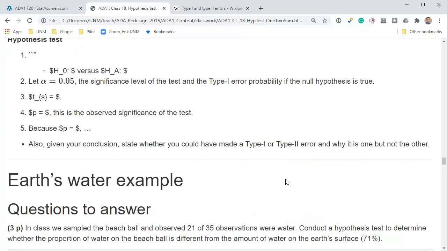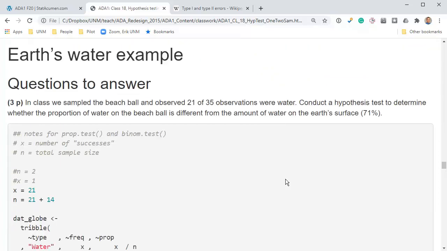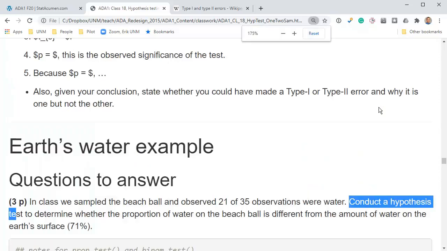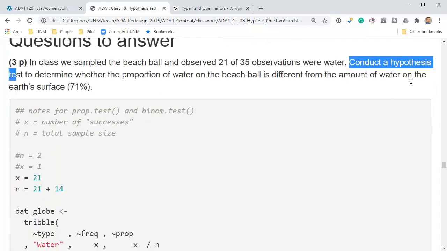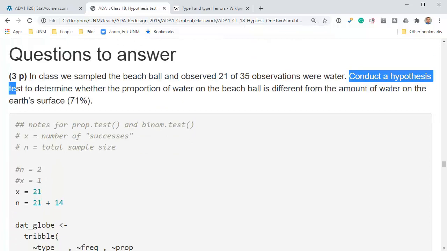All right, next example, the Earth's water example. So we're basically going to do a hypothesis test. And the question we want to answer is: conduct a hypothesis test to determine whether the proportion of water on the beach ball is different from the amount of water on the Earth's surface. So in this case, we're sampling from the outside of a single beach ball. We're tossing it around, people are measuring it.